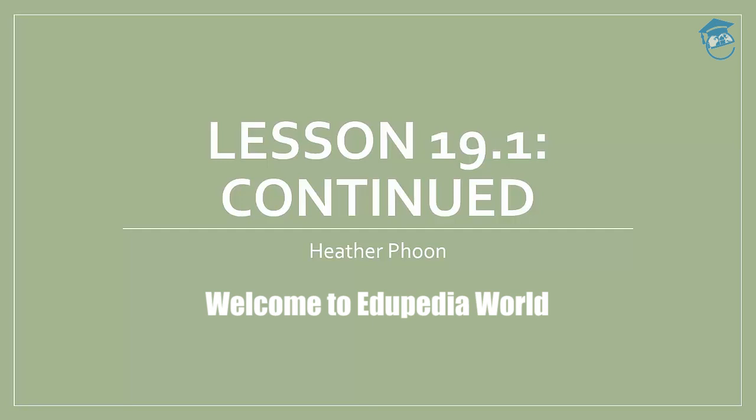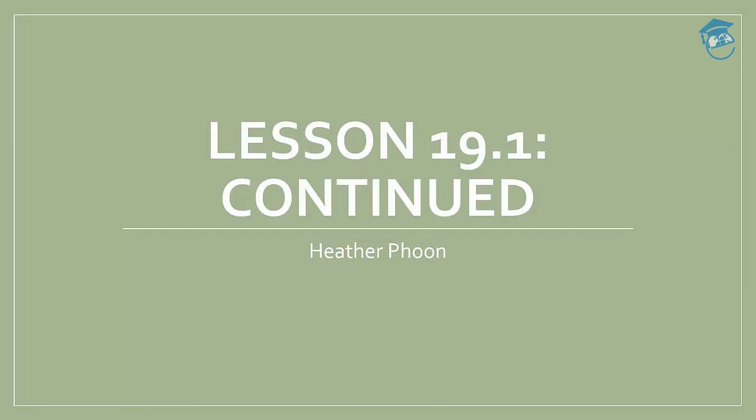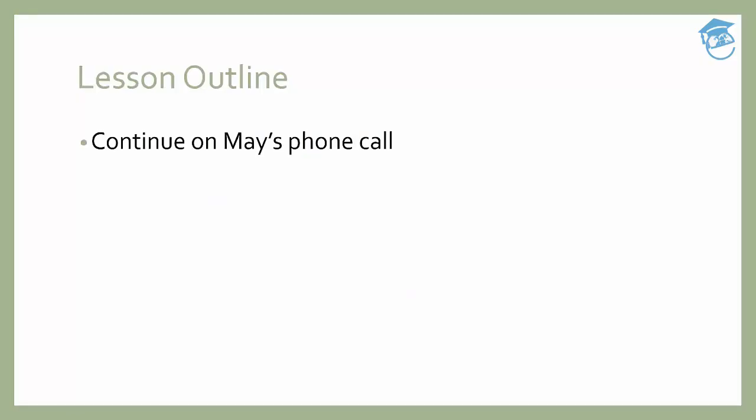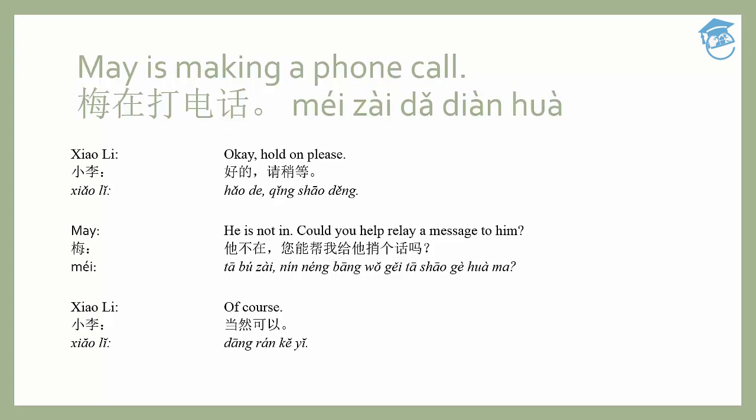We're now at lesson 19.1, where we'll continue on the phone conversation we had in the previous lesson. The lesson outline, again, is about continuing to learn May's phone call, where we will expand our vocabulary as well as strengthen or learn new grammar structure. Let's get started. In the previous lesson, May made the request of transferring the call to a certain room to speak to Mr. Smith. So Xiao Li is going to respond to that request.